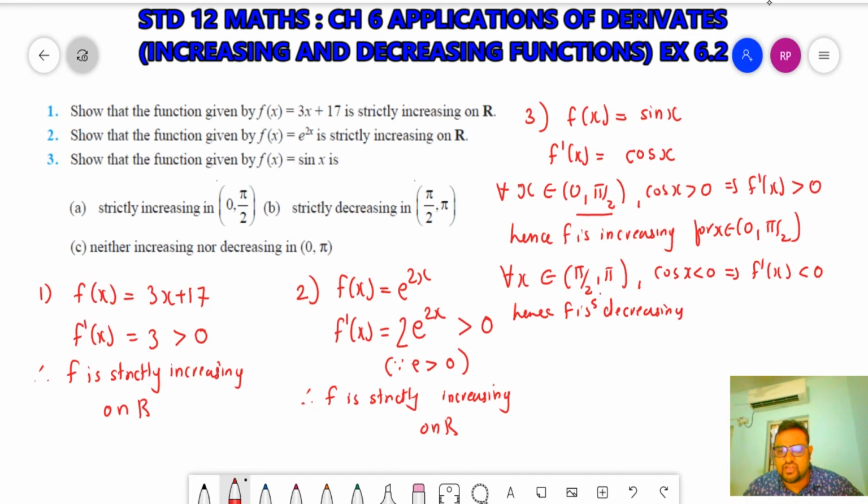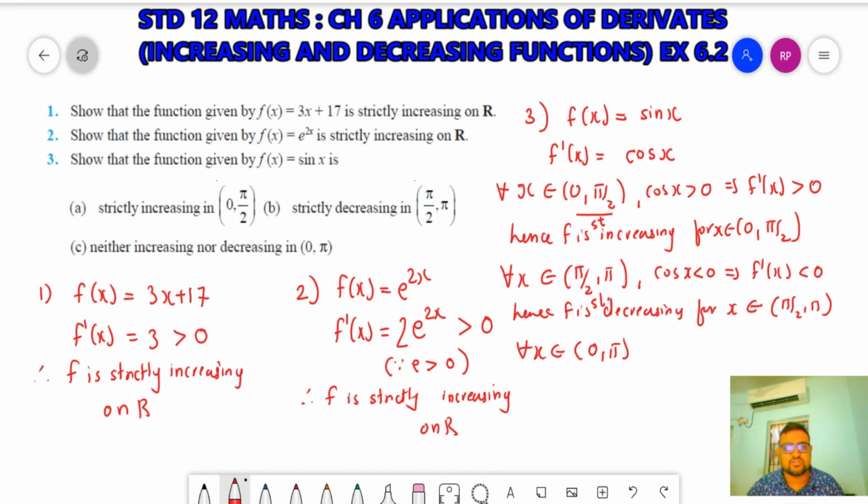I will write down strictly decreasing here also, strictly decreasing for x belonging to interval pi by 2 to pi. Okay, now for x belonging to 0 to pi. That means first quadrant and second quadrant.